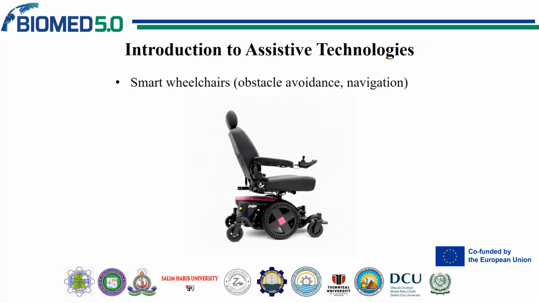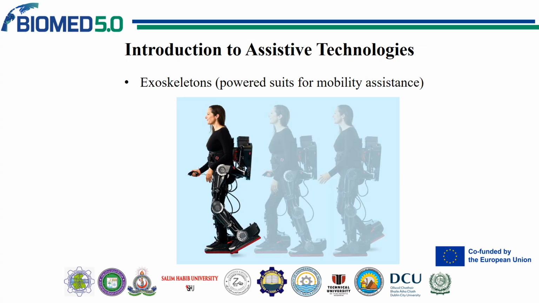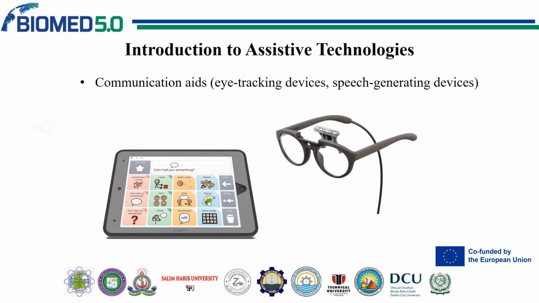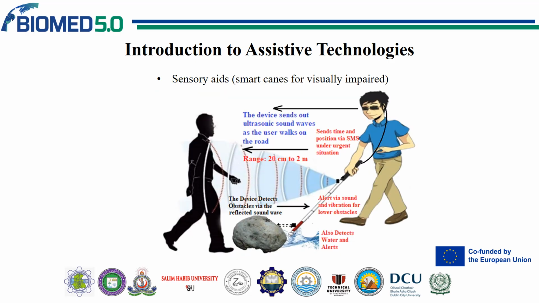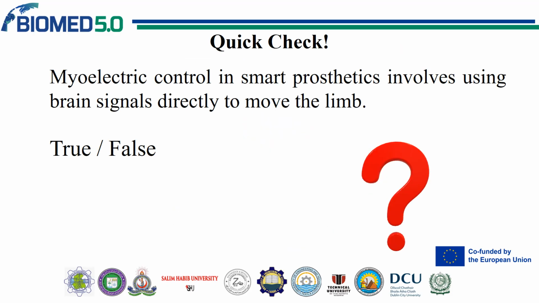Examples include smart wheelchairs equipped with obstacle avoidance and advanced navigation. Powered exoskeletons, or exosuits, provide mobility assistance for individuals with paralysis. Aids like eye-tracking devices or advanced speech-generating devices enable non-verbal individuals to communicate effectively. We also see smart home integration designed for accessibility, and sensory aids like smart canes that provide enhanced environmental awareness for the visually impaired. Let's pause for a quick check.